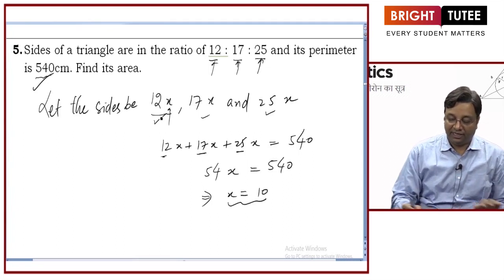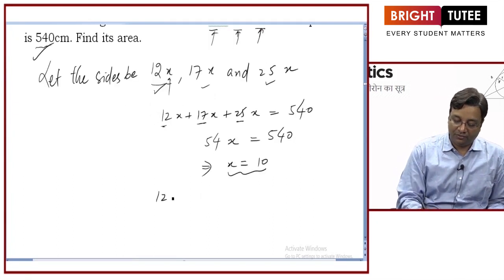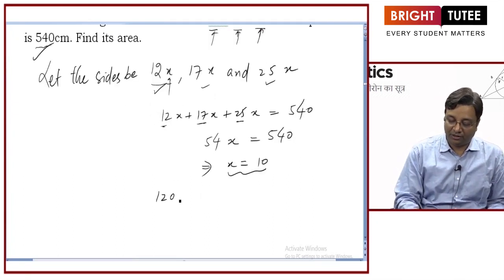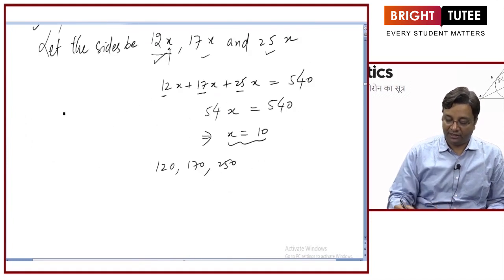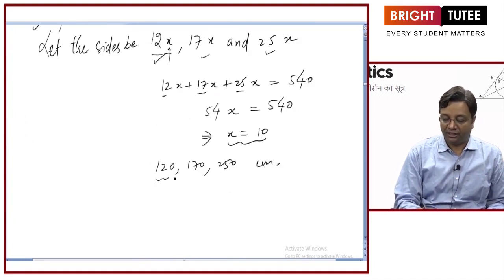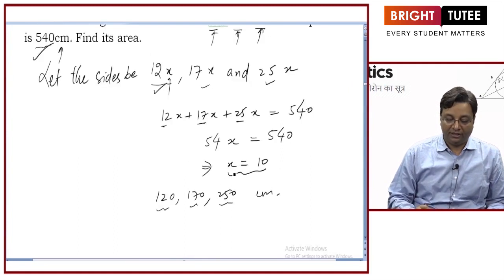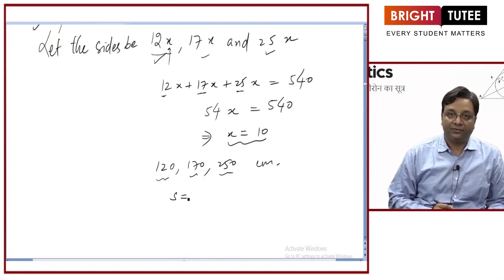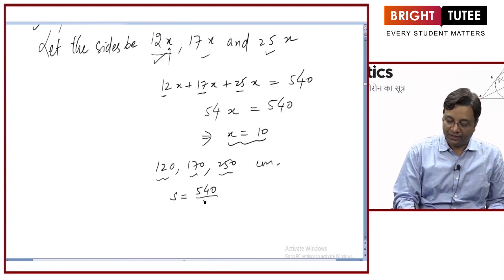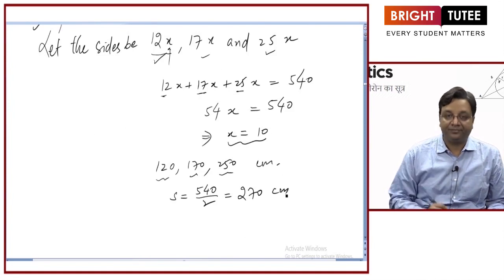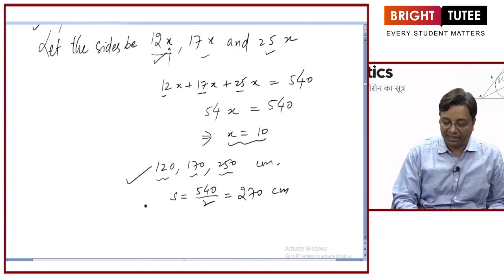Now, I have got the side measures, that is 12 into x, that is 12 into 10 is 120, similarly 170, 250. So, these are the sides and the unit I need to maintain is centimeter. So, I have got the dimensions. So, what is semi perimeter? Again we can add these and divide by 2, or we are directly given the perimeter. So, 540 by 2 is the semi perimeter, that is 270 centimeter.